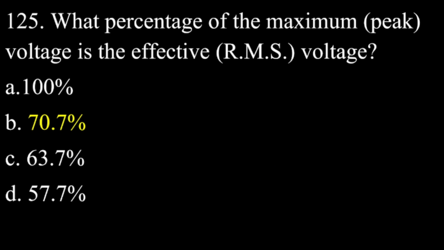What percentage of the maximum peak voltage is the effective RMS voltage? A. 100%. B. 70.7%. C. 63.7%. D. 57.7%.